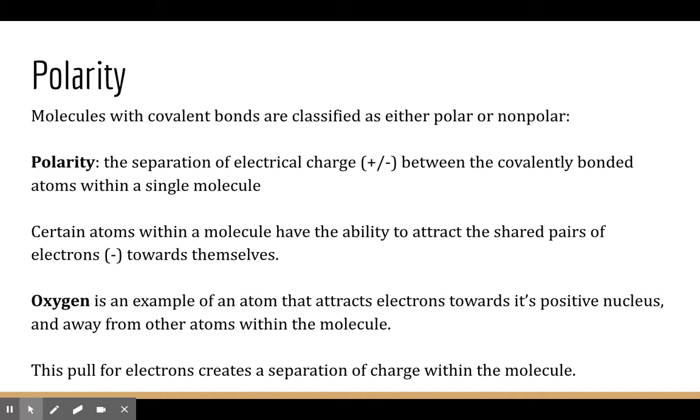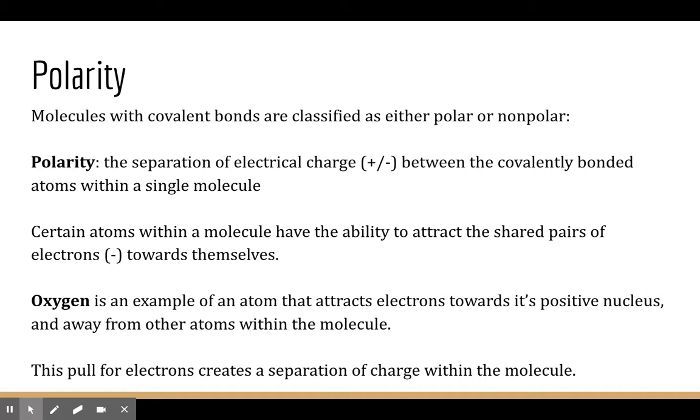So what that means is on one side of the molecule, you'll have some positive charge, and on the other side of the molecule, or on the other atom rather, you'll have negative charges. It's this separation, this distinction of charge within a single molecule. So in order to achieve a polar molecule, certain atoms within the molecule have the ability to attract the shared electrons towards themselves.